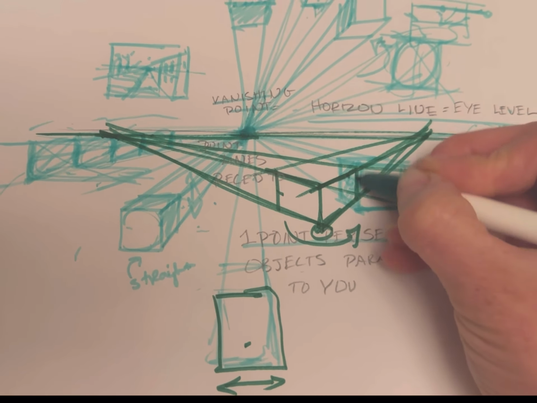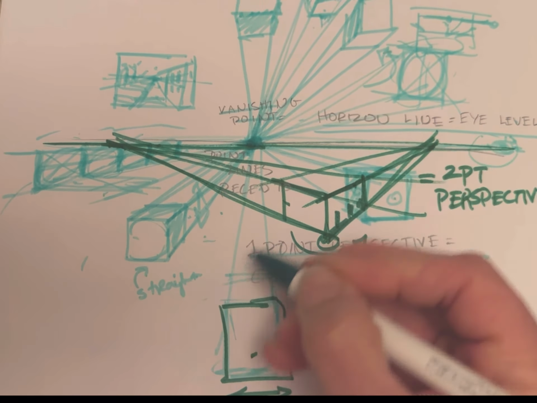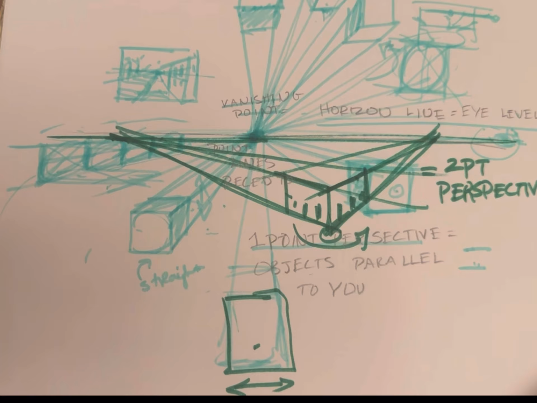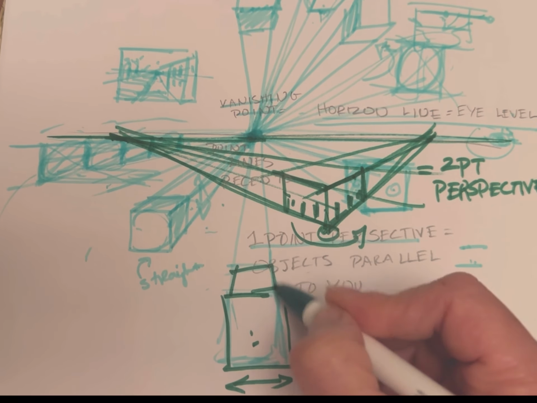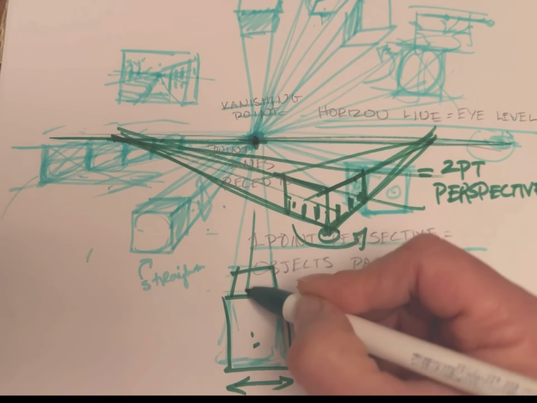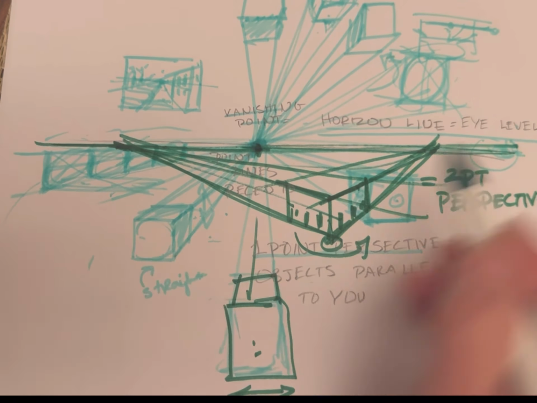So now you have a whole other set of shapes and ways to manipulate shapes that you can play with. So that's one point, going back to one point on the horizon line, two point, going back to two different points on that same horizon line.